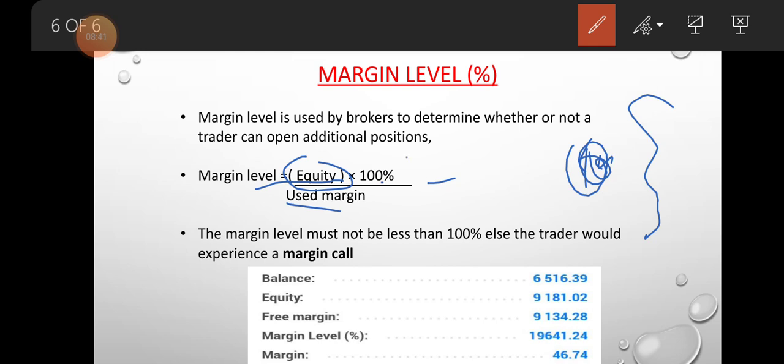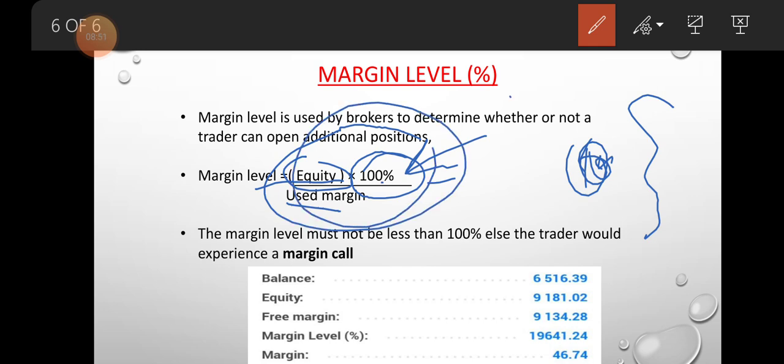So this 100%, what it actually means is that whatever value you get from here must not be lower than 100%. If it's lesser than 100%, it means that your used margin, the denominator, the money that you have used in your account, is now more than your equity, which is bad. When that happens, this number will start reading below 100%.